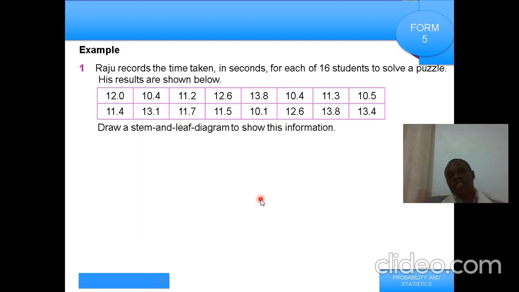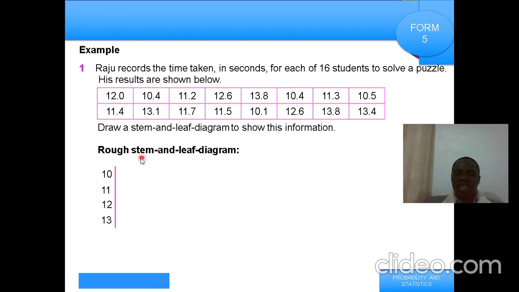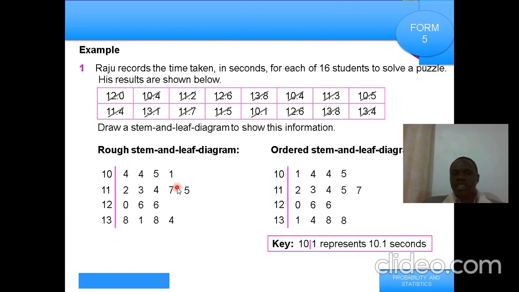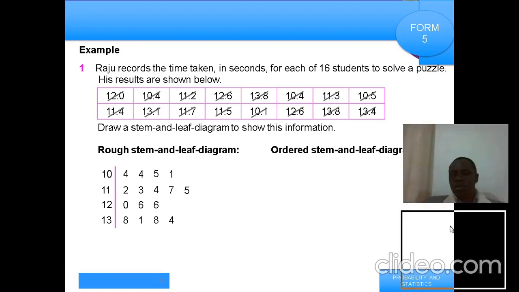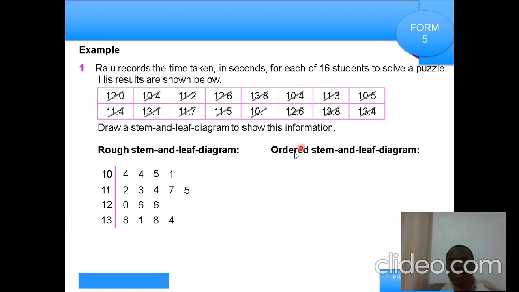Okay, what about if the data was like this? It's you to decide, really. You may say, let me put the first number, which is non-decimal, the 12 and the 11, the 10 and the 13, the 11 and the 11 in the trunk. Then the first decimal place which we have can be the branches. So you could do like this: 10, 11, 12, 13 for all these numbers. Then you populate your branches. After you populate your branches, then you order it. So the first one was unordered. This was just rough. Then now ordered.